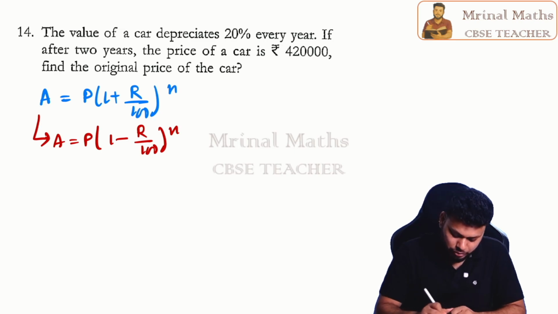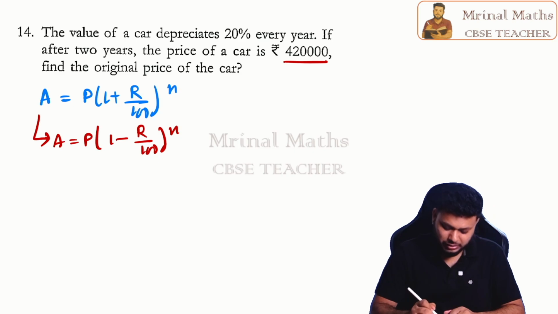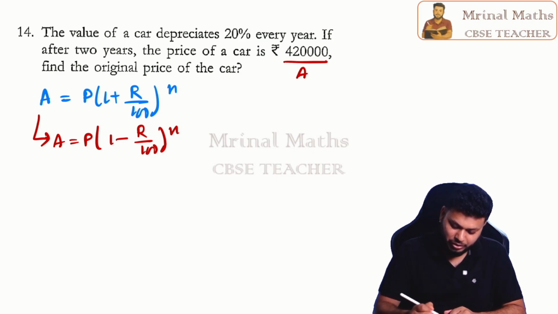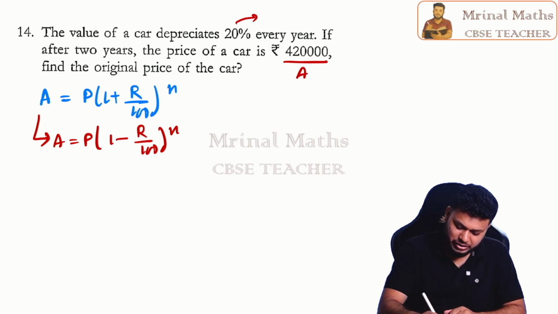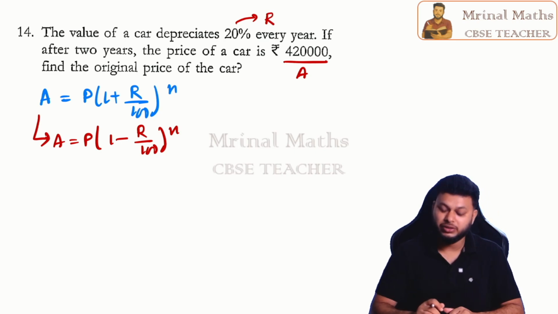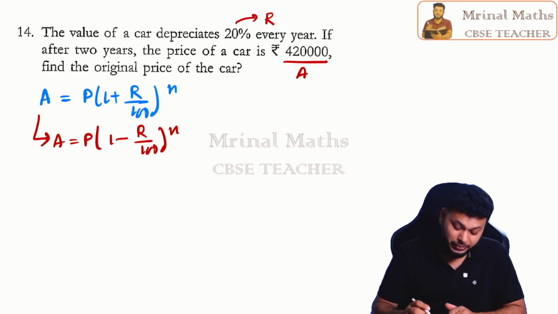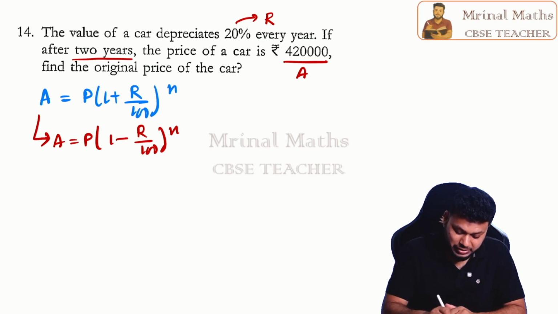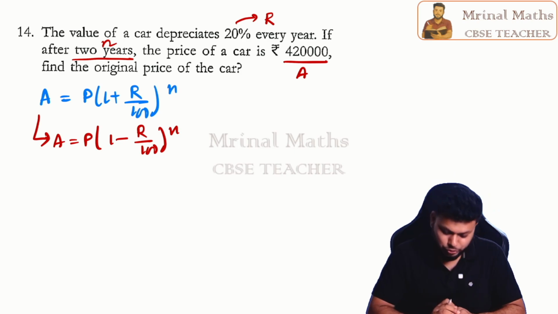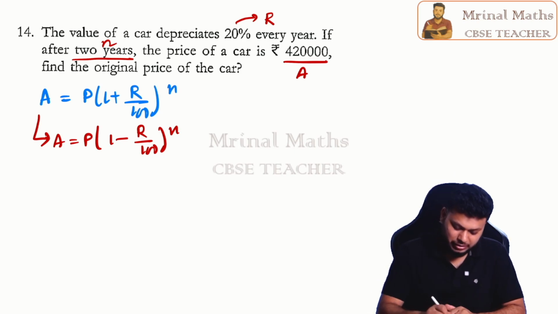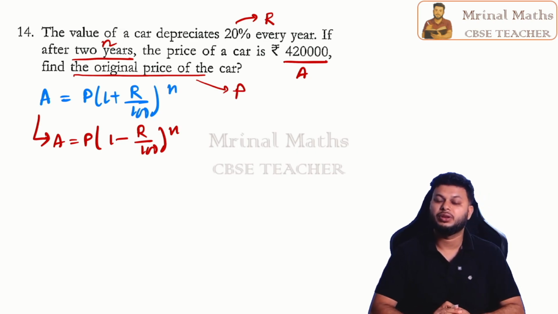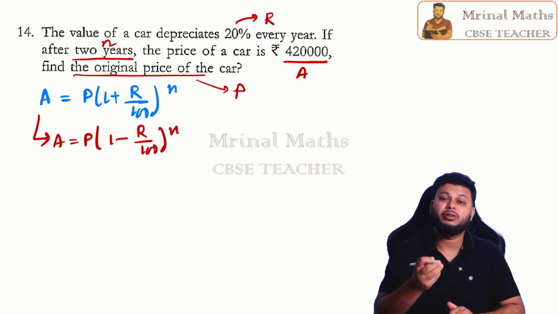So A is 4,20,000. 20% is your R, the rate at which the price is decreasing, and the time is 2 years. So the n value is going to be 2, and principal P will be my original price of the car. So I can write, let the original price of the car be P.